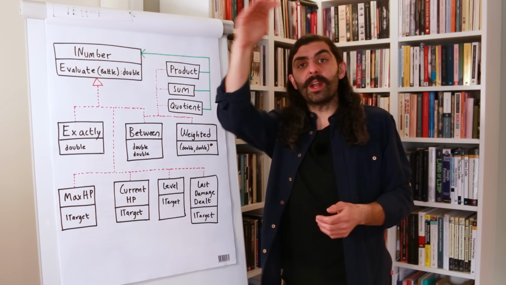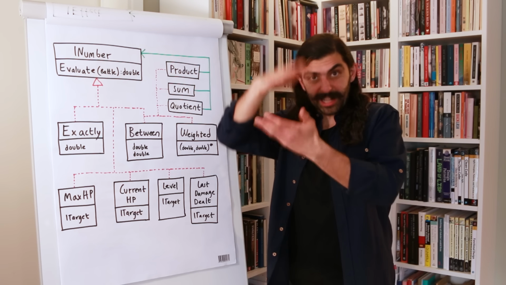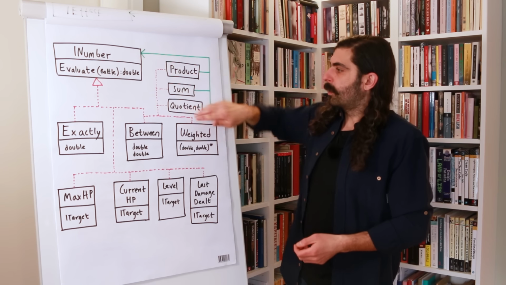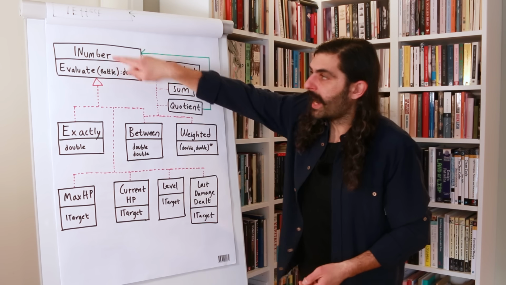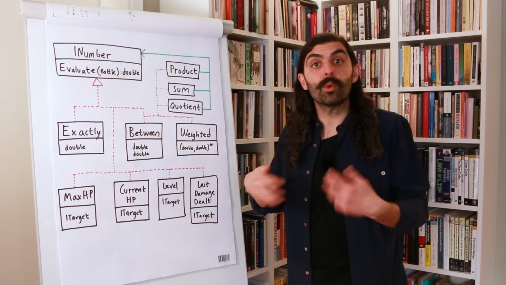Same idea, but you have one I number divided by another I number, and then you perform the calculation and then return that result. So product, sum, and quotient all are I numbers, but also contain I numbers. So they're combinators. They're ways of expressing more complex numbers.